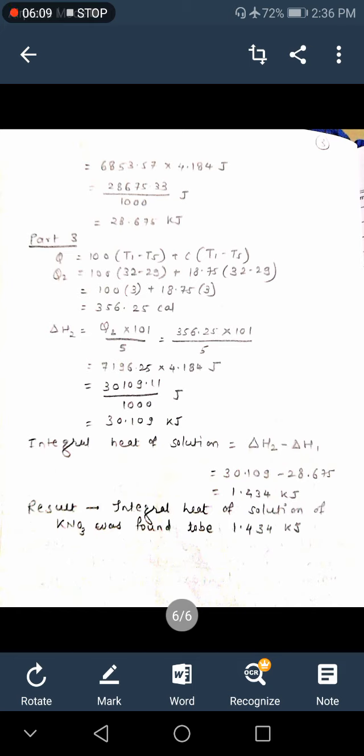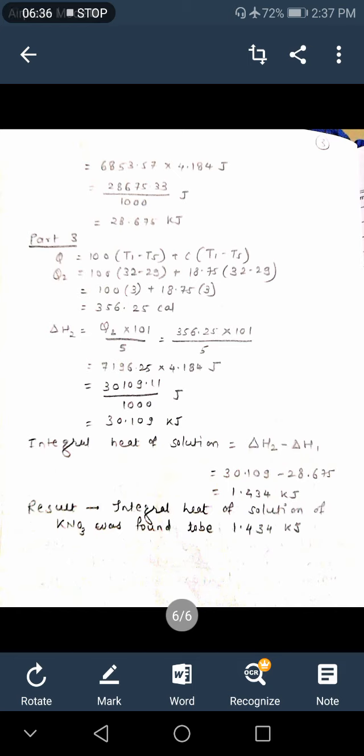We get the value 6853.57 calories, but we want it in joule or kilojoule, so we multiply it by 4.184 and get 28,675.33 joule. We divide it by 1000, so we get the final answer, 28.675 kilojoule. We consider it as delta H1.